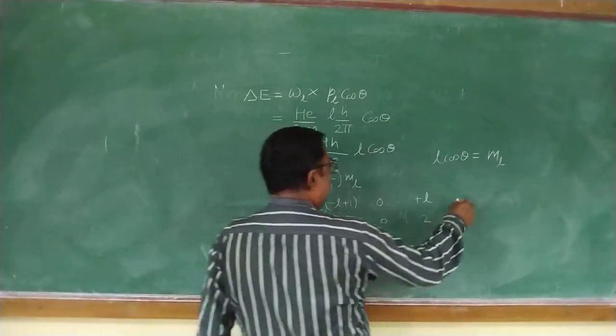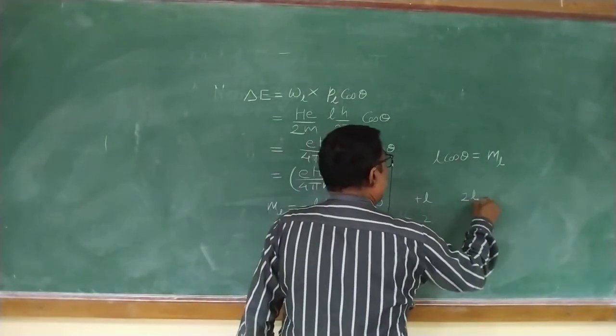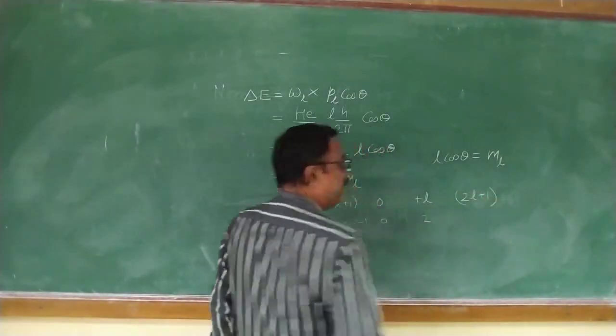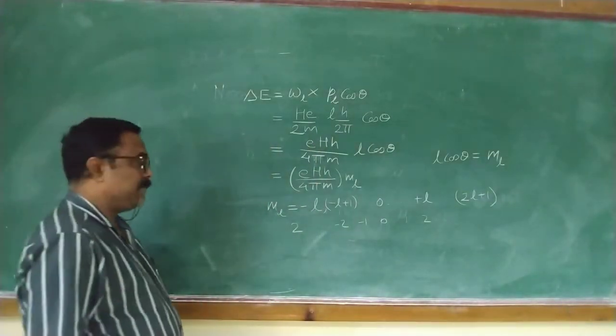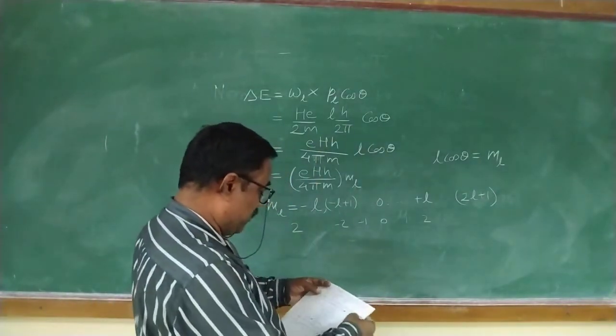So how many values does ml take? Twice L plus 1 values. It takes twice L plus 1 values.